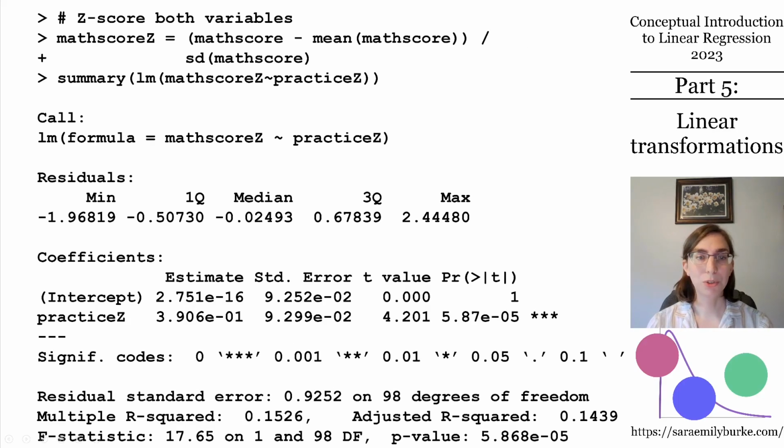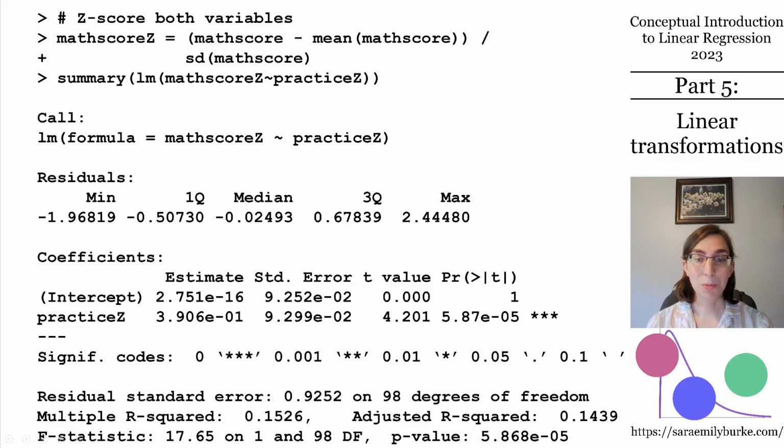Here I have z-scored or standardized both variables, practice time and the math test score. The slope comes out to 0.39. One standard deviation of practice was associated with 0.39 standard deviations of math test scores. Note that R uses scientific notation for the whole column when any values in that column get too big or too small. So the intercept is essentially 0 here, and that's why the column is written in scientific notation. 3.9 times 10 to the negative first is 0.39, so the slope is 0.39.